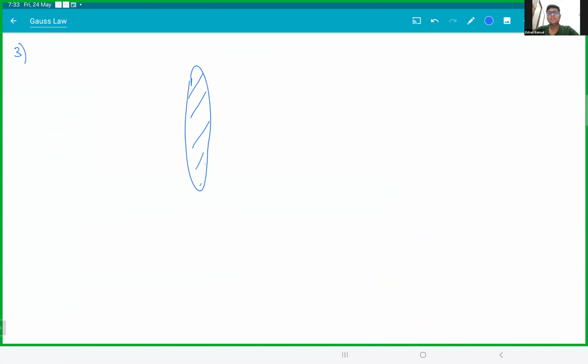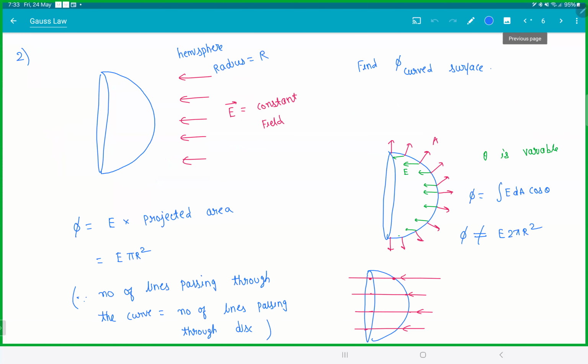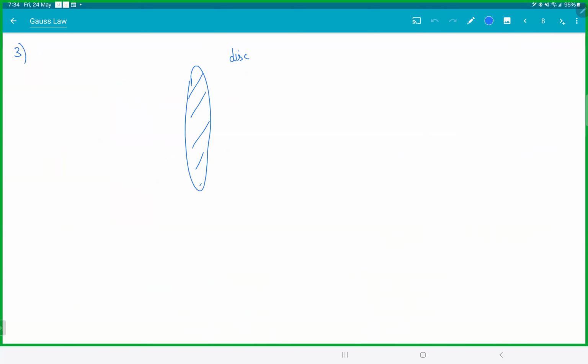So in the previous question, if the field is changing in the vertical direction and not in the horizontal direction, then still you'll have flux. Now, what I'm asking is, can we still use the projected area concept? Think about it: if E is changing, meaning your field lines are going like this, right? Meaning there are some lines which won't pass through the disk. Okay, so we won't be able to.